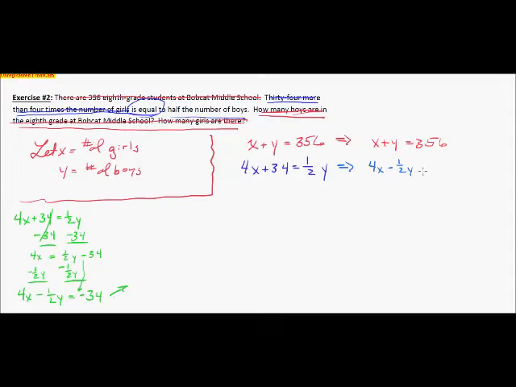Alright, you're going to have this equals negative 34. Alright, so now we're set to do the elimination method. Now we're set to try to get rid of one of these variables. Now I think the easiest thing to do here is to simply multiply the top equation by 4.